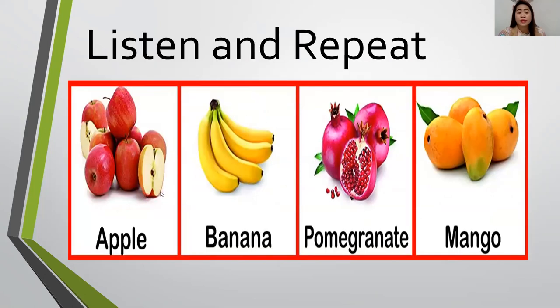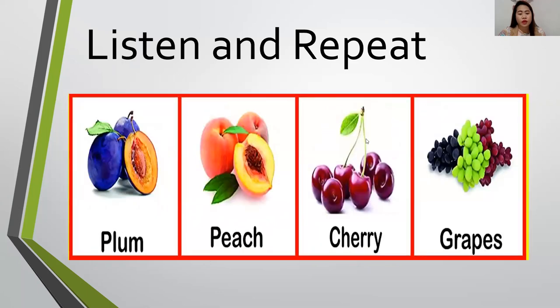The first one is apple, banana, pomegranate, and mango. Okay, apple, banana, pomegranate, and mango. Okay, your turn. Apple, banana, pomegranate, mango. Okay, it's a mango or mango. Okay. And the next one is a plum.